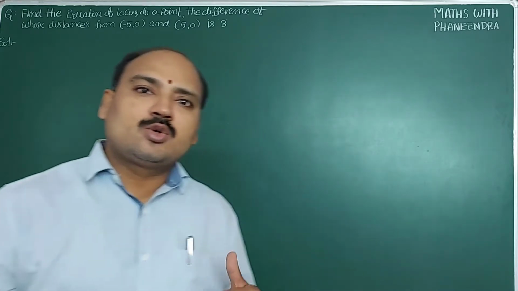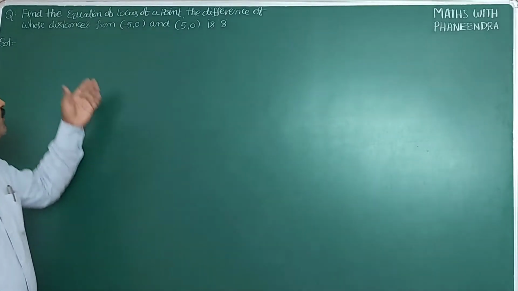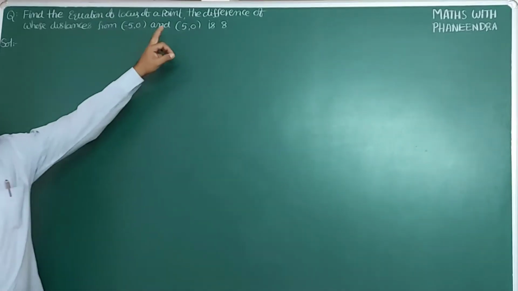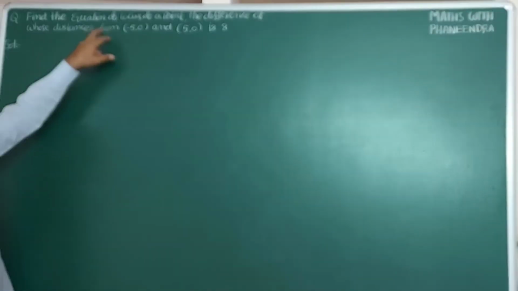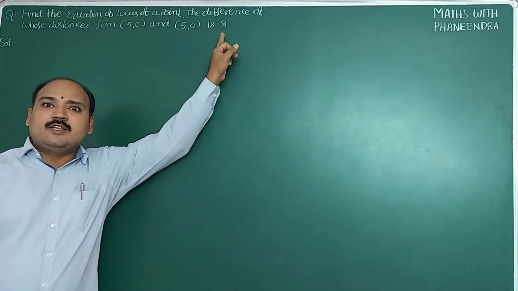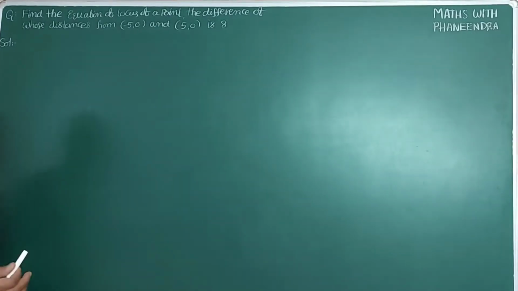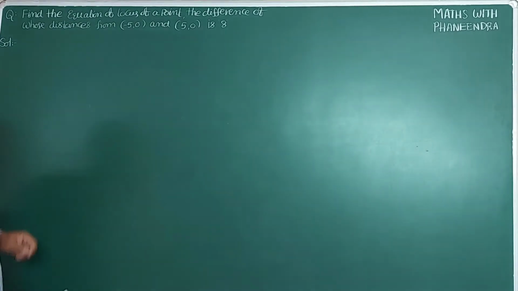We will move to the question. The question is, find the equation of locus of point, the difference of whose distances from minus 5 comma 0 and 5 comma 0 is 8. So first, we know that in the locus problems, the first 3 steps will be common.